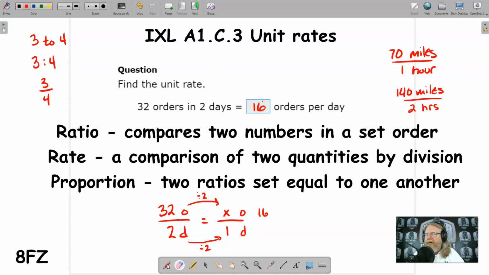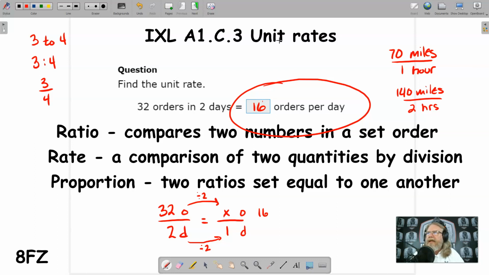And that is the whole concept of unit rates. Over here, I have a unit rate. It is a number of something per just 1. The denominator is always going to be 1. It's always going to be something per day, something per box, something per bag, something per person. It's always going to be singular. So that means our denominator is always going to be 1.